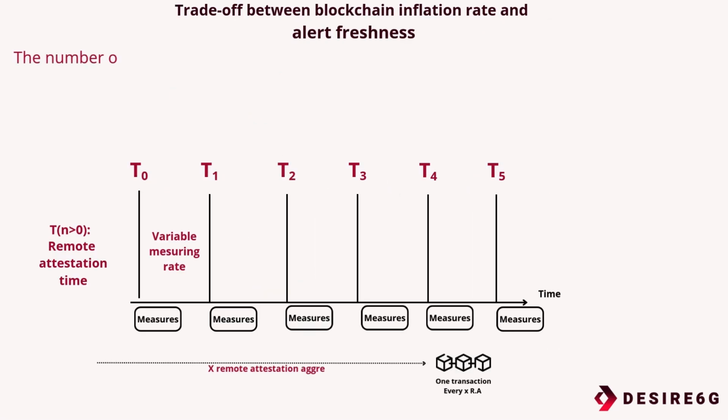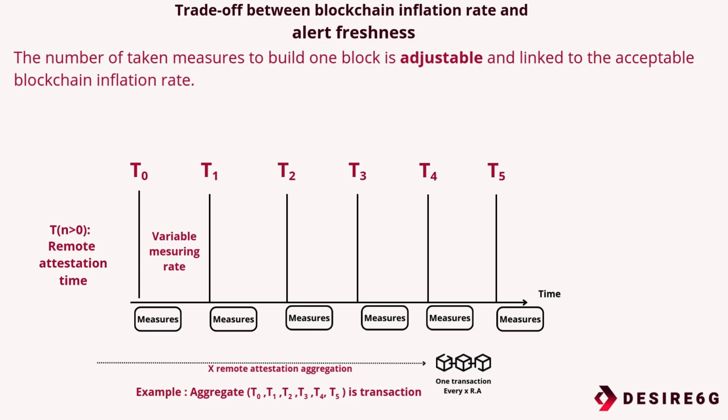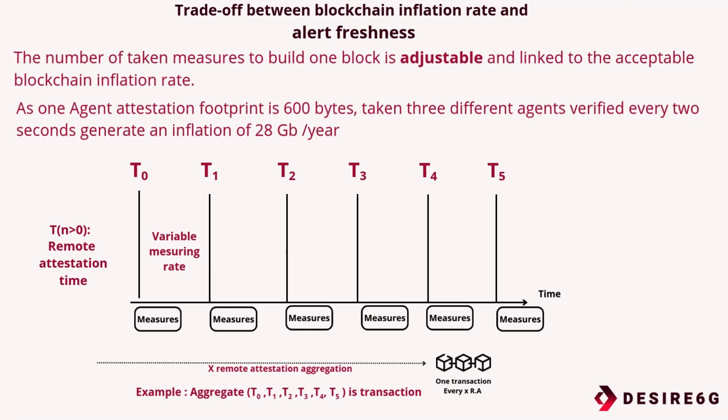The number of taken measures to build one block is adjustable and linked to the acceptable blockchain inflation rate. As one agent attestation footprint is 600 bytes, 3 different agents verified every 2 seconds generate an inflation of 28 gigabytes per year. 2 methods are considered to control the inflation rate. Aggregate several measures for one block creation, or generate transactions only for tampering detection integrity failure.